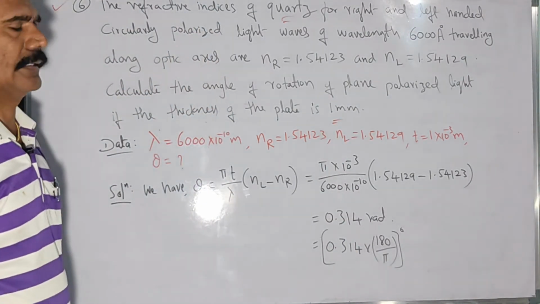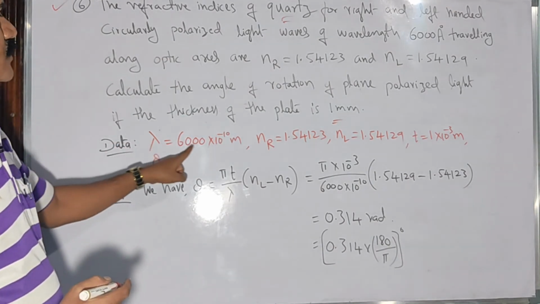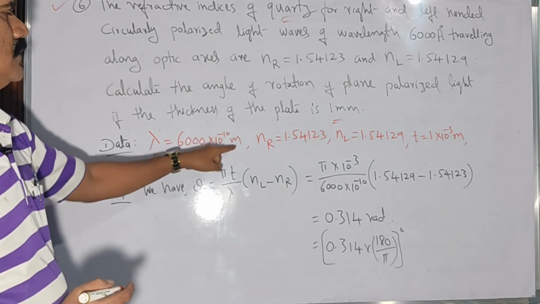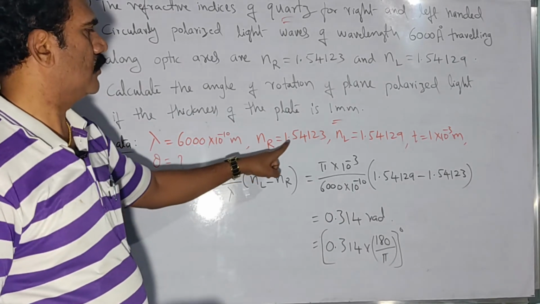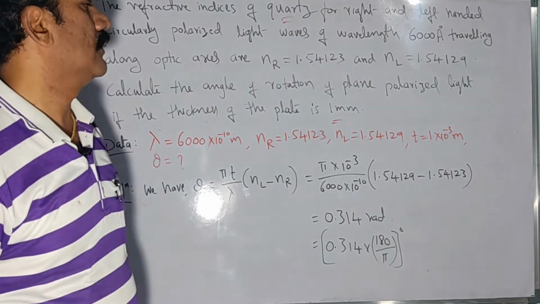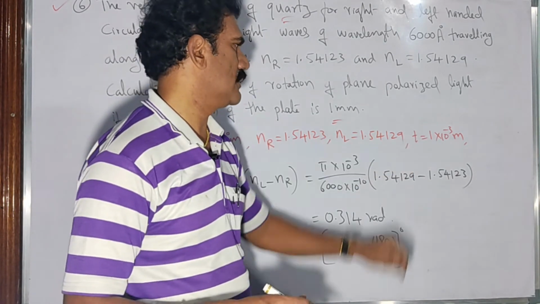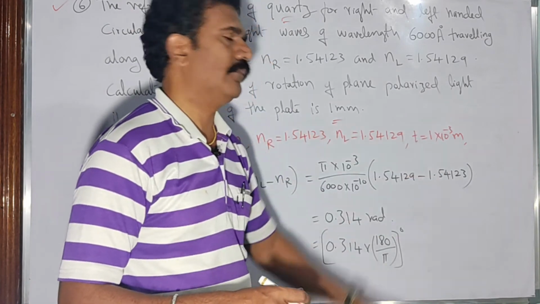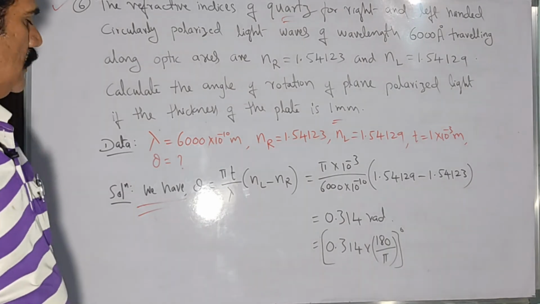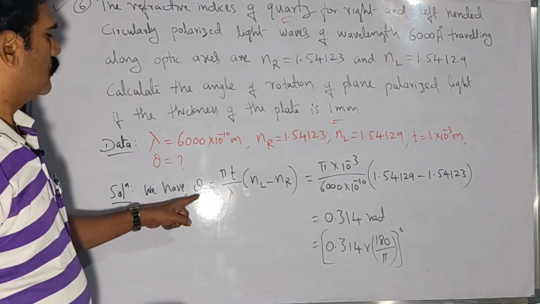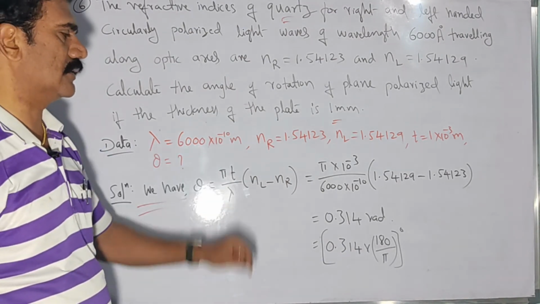So note down the given data. The wavelength of the light, lambda, is equal to 6000 angstrom units, that is 6000 times 10 power of minus 10 meter. Refractive index for right side circularly polarized light, NR, is equal to 1.54123, and for left side, NL is equal to 1.54129. Thickness of the plate is 1 millimeter, that is 10 power of minus 3 meter. Use all this given data in the standard equation. In the solution we write the formula for theta as pi t by lambda into NL minus NR. That's it.